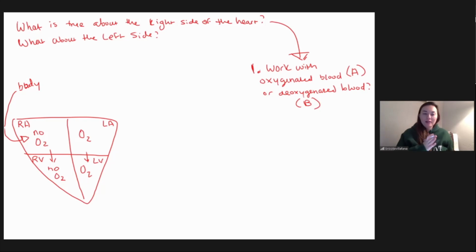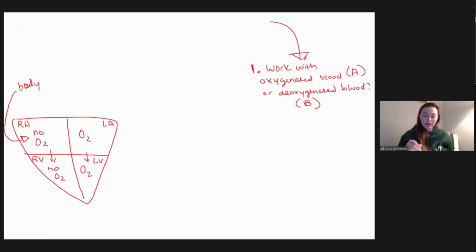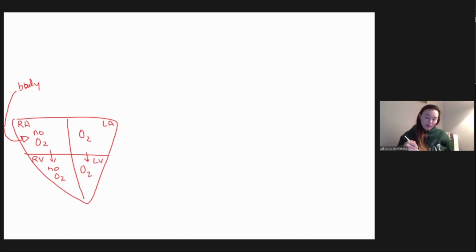The right side has no oxygen. Right side never has oxygen, ever. The left side always has oxygen, always. Okay, so that very simple concept will help you a lot as we go through the heart. If something has no oxygen, we obviously need to add oxygen to it.